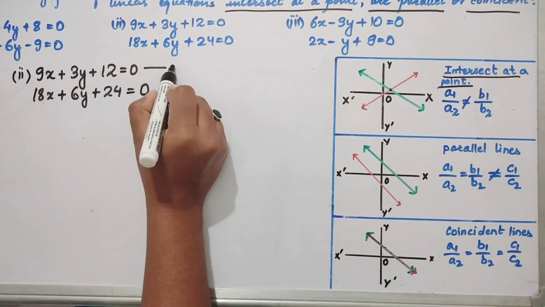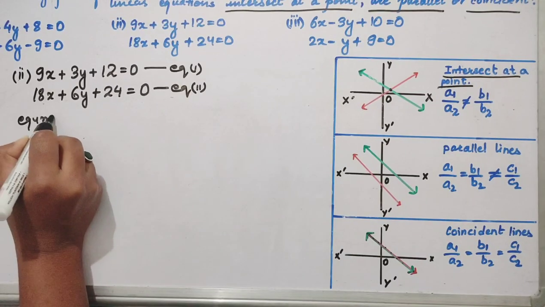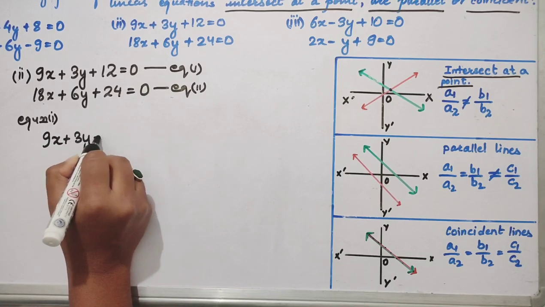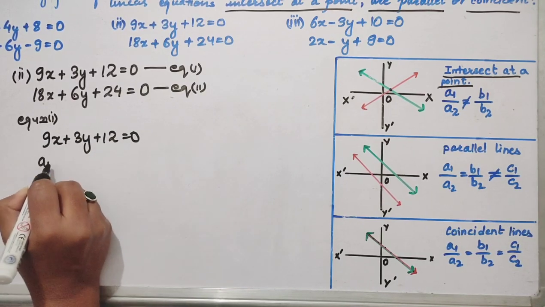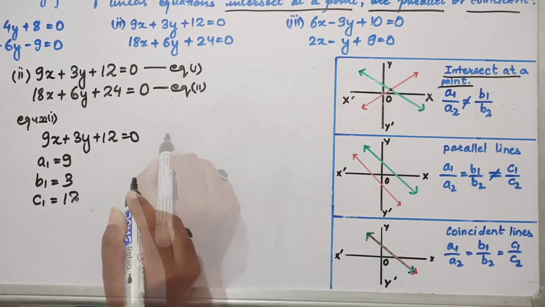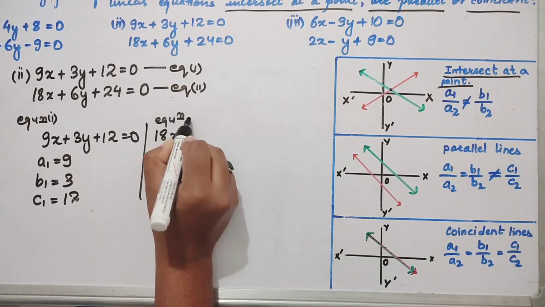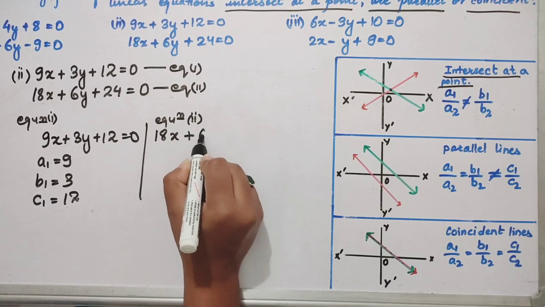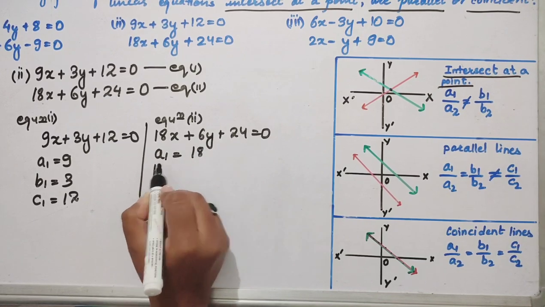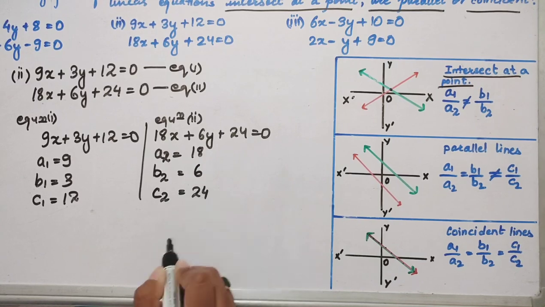Second, we have equation number 2. Let us mark equation 1 and equation 2. In equation 1, we can see 9x plus 3y plus 12 is equals to 0. Here we have a1 equals 9, b1 equals 3 and c1 equals 12. And for equation 2, we have 18x plus 6y plus 24 equals 0, or a2 equals 18, b2 equals 6 and c2 equals 24.